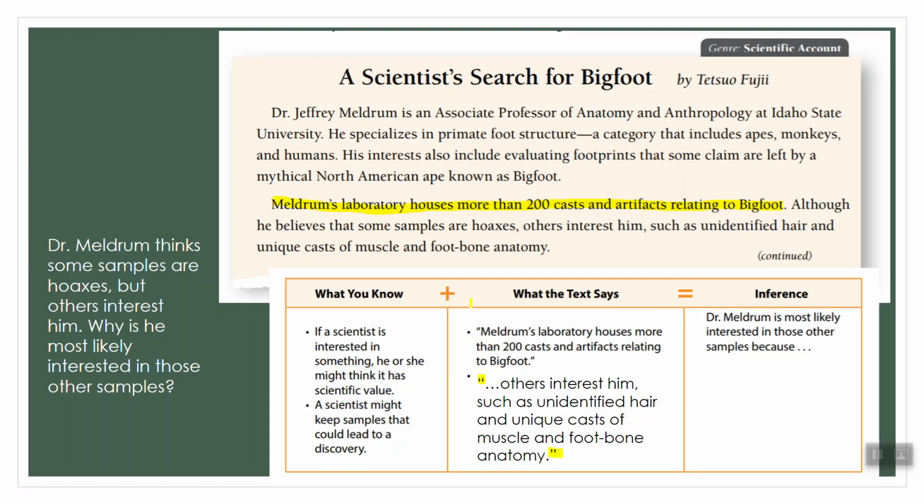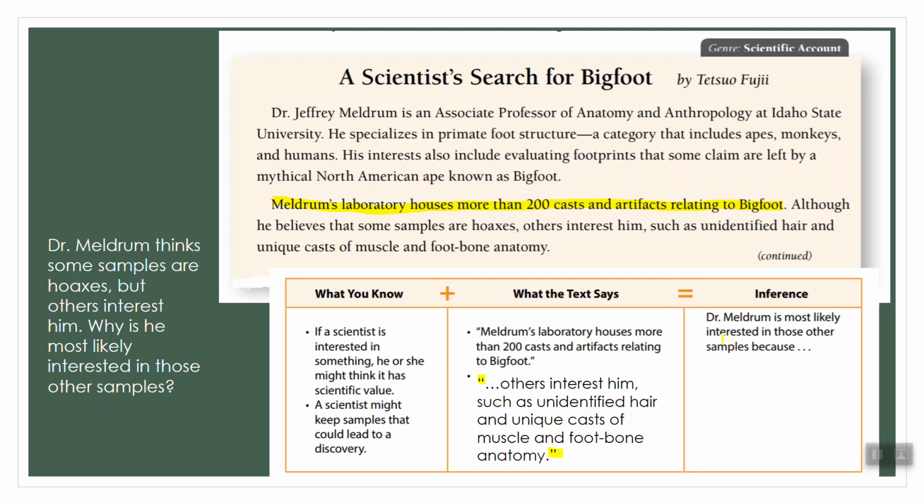So let's take what we know, that scientists will often keep samples of things that are interesting to them and they think will have scientific value that could lead to a discovery. Plus what we read in the text, we know that Meldrum's laboratory has over 200 casts and artifacts relating to Bigfoot. Some of them really interest him because they have unidentified hair and unique cast of muscle and foot bone anatomy. So we know that scientists keep samples that could lead to a discovery. And Dr. Meldrum has all of these samples that he's kept.